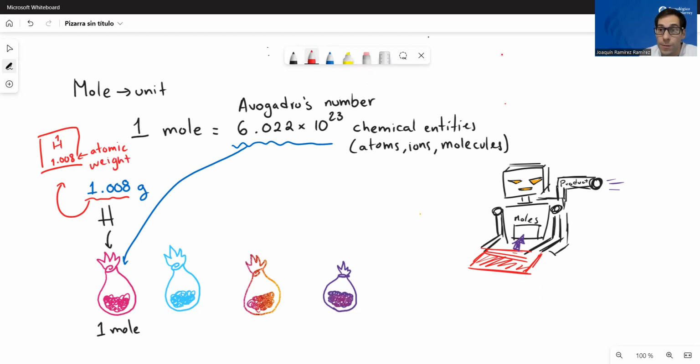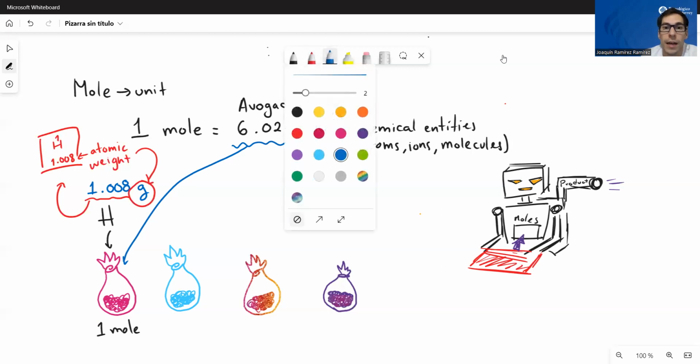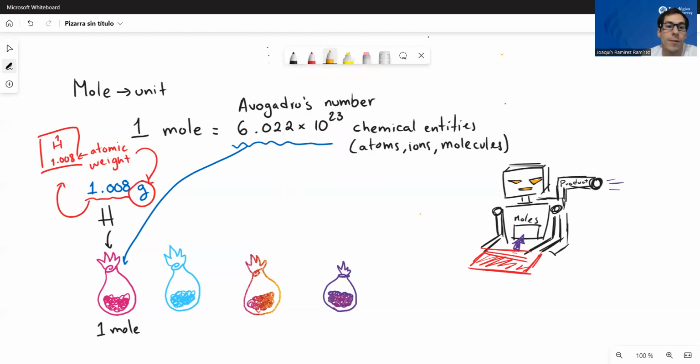So this is very useful because we can check on the periodic table the atomic mass of any element. And if I express that value in the unit of grams, I know and I'm sure that I'm talking about the mass of 1 mole of that substance. That means the mass that corresponds to gathering this huge number of atoms and weighing them on a scale.